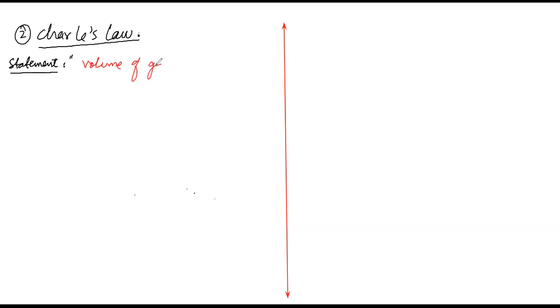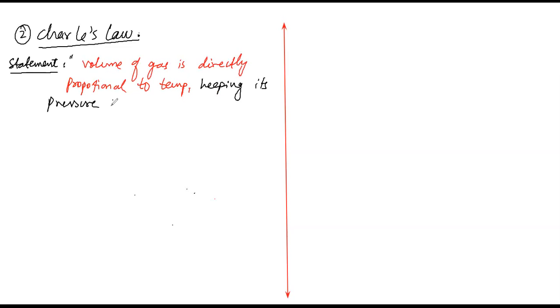Okay, so let's move on to the second law, and the second law is Charles law. Okay, beta, Charles was of course the name of the scientist. So Charles law is basically a relationship between volume and temperature, right? So it states that volume of gas is directly proportional to temperature, keeping its pressure constant. Like in gas laws, you need to keep one thing constant and then you study the relationship between the rest of the two.